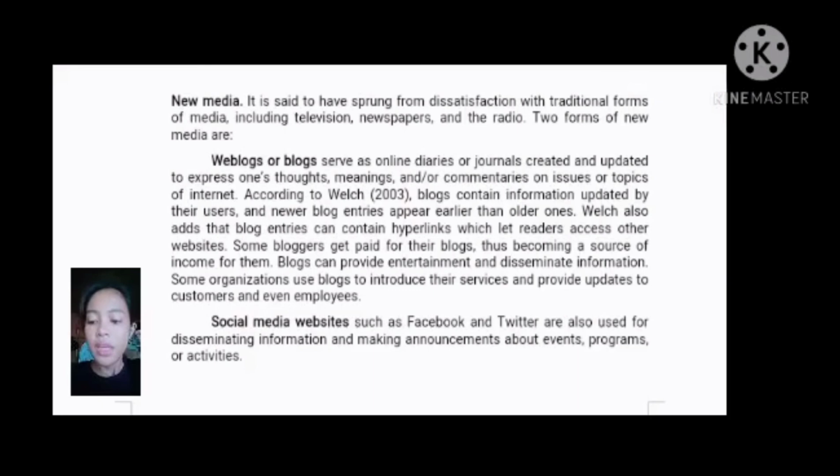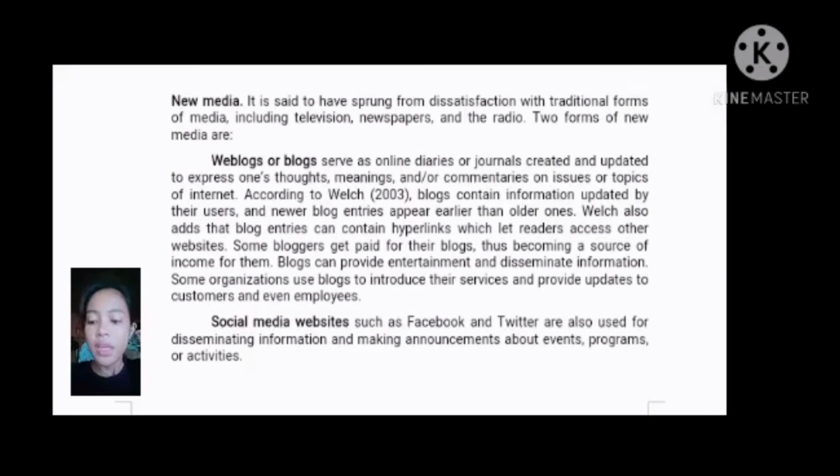On those websites, we can get information so that we can be aware of what is happening and what the events or activities are in social media.